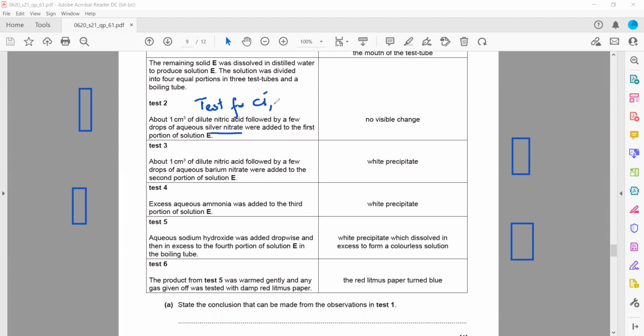Then test 3: 1 cm cube of nitric acid followed by a few drops of barium nitrate. When we add barium nitrate or barium chloride to a substance, this is a test for sulfate. When it gives a white precipitate, it shows that there is a sulfate ion present. Because when we add barium nitrate or barium chloride, the barium ion reacts with the sulfate ion present in the substance to form barium sulfate, and this barium sulfate gives us the white PPT. So the white PPT is due to barium sulfate.